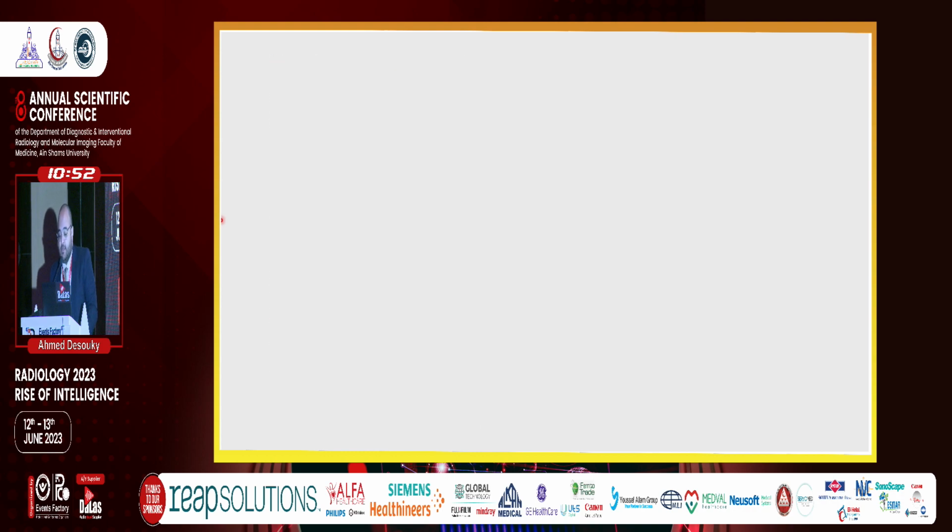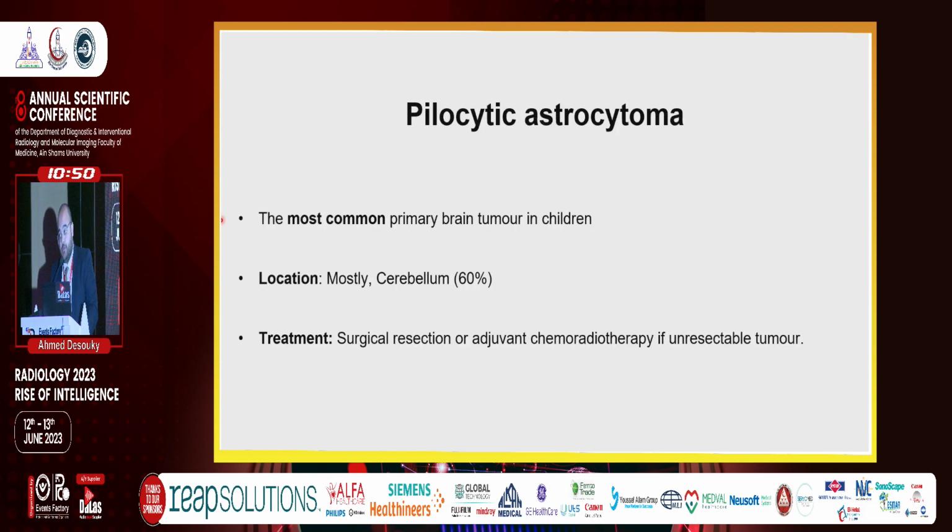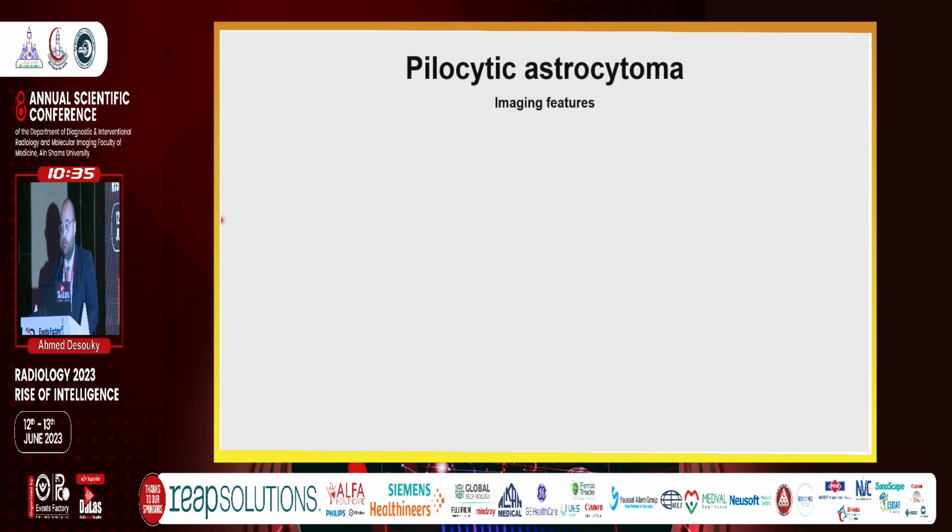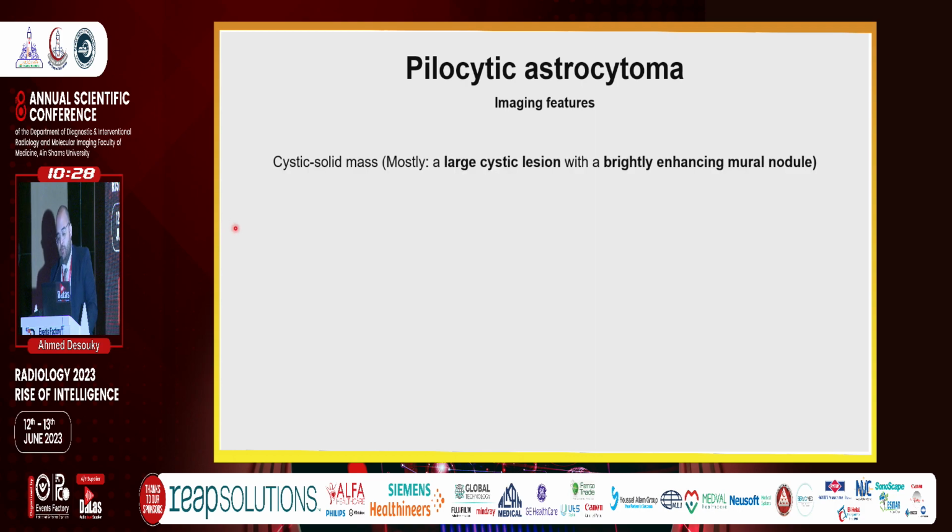Right, so pilocytic astrocytoma, again, it's the most common primary brain tumor in children. The location is mostly in the cerebellum, and the treatment is surgical resection or adjuvant chemotherapy if the tumor is unresectable. Right, and what about the imaging features? Well, this is what's interesting for us as radiologists. So it's mostly a cystic solid mass with a large cystic lesion and a brightly enhancing mural nodule.